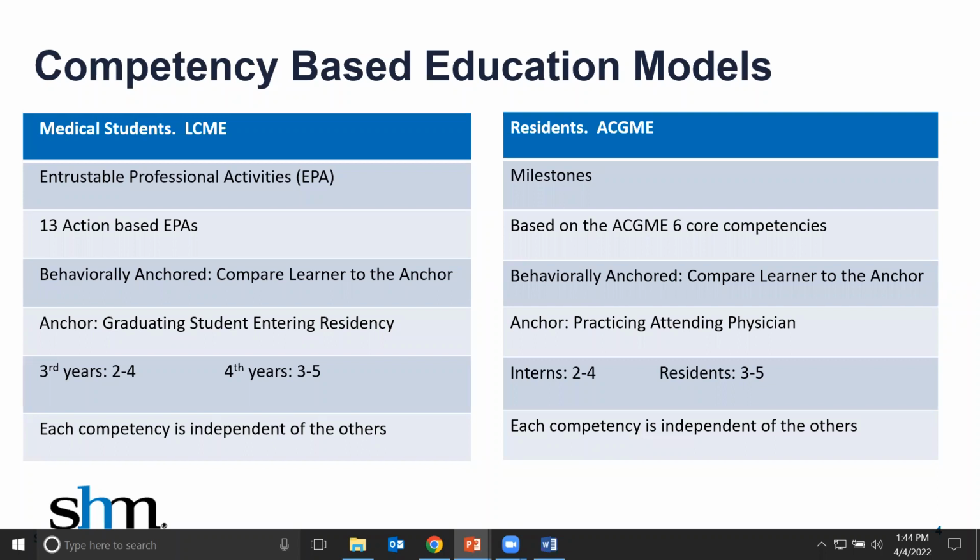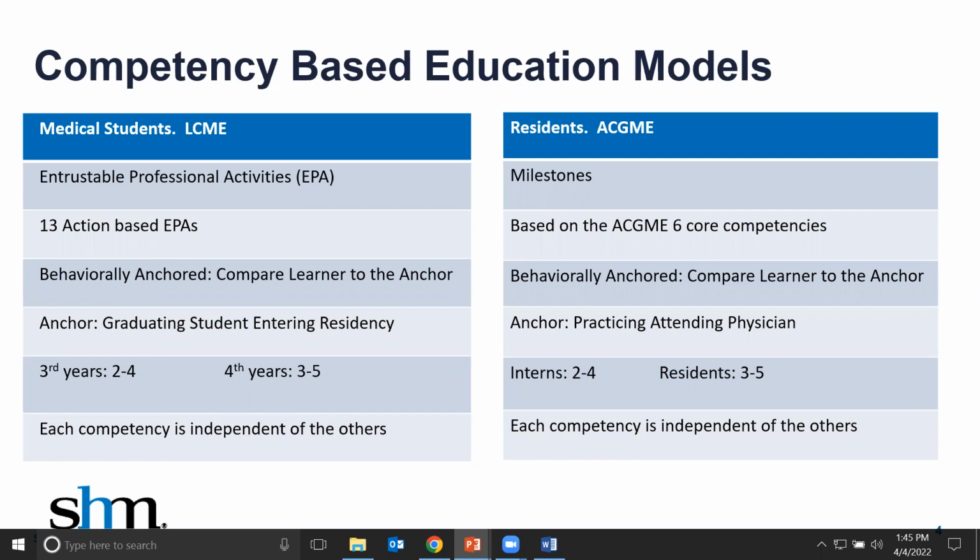And the interesting thing about most of the evaluations that are competency-based is that they're behaviorally anchored. So they describe a behavior upon a continuum of novice to expert, where the anchor is that expert. Again, for the medical students, it's a graduating medical student, and for the residents, it's a graduating resident. So most third-year medical students are going to be somewhere in the 2 to 4 range on a 5-point scale, whereas most of your fourth years are going to be in that 3 to 5 range on a 5-point scale.